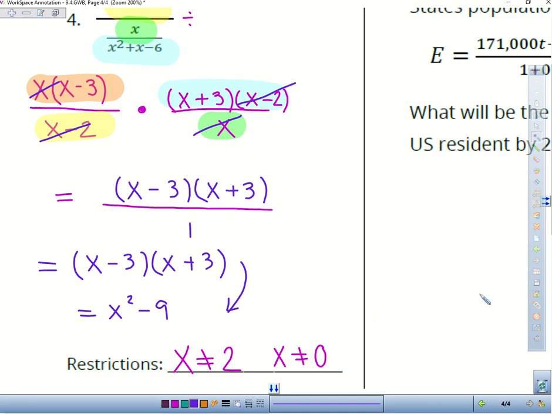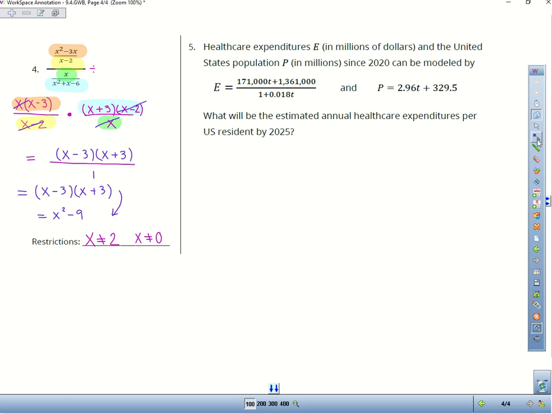It's not bad. So it says healthcare expenditures E in millions of dollars in the United States are represented by this formula. So that's basically the price of healthcare over time. And P represents the population over time. T is time. What will be the estimated annual healthcare expenditures per U.S. resident in 2025? When you see the word per in math, what does that mean to you?